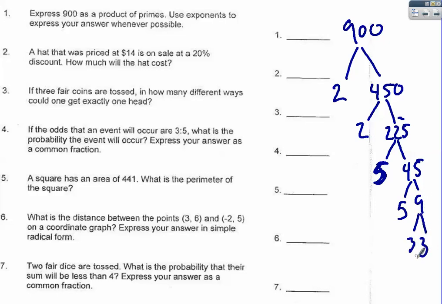So products of primes. So I have 2 2's. This is one of the few times when using a multiplication x is expected. I have 2 3's. And I have 2 5's. So here is our answer right here. Okay, moving on.